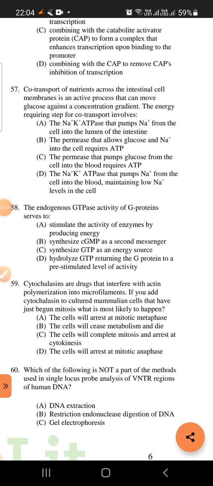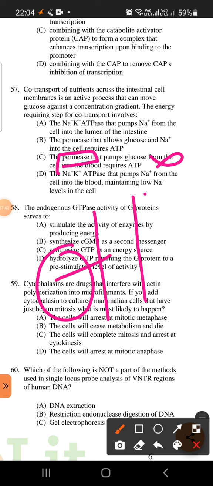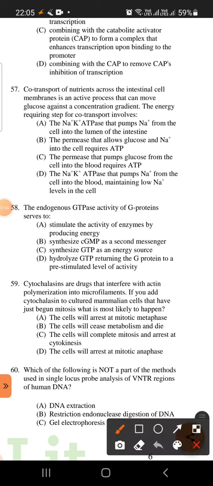So B is the permease that allows glucose and sodium ion into the cell, again incorrect. Then C is the permease that pumps glucose from the cell into the blood, again incorrect. The option that was incorrect here is permease, because outside the cell there will be blood. So pumping out sodium eventually means pumping out sodium into the blood. So the fourth option is the sodium potassium ATPase that pumps sodium ion from the cell into the blood, maintaining low sodium ion levels in the blood. So what does it do? It pumps sodium ion outside the cell into the blood, and therefore low sodium ion is maintained in the cell.